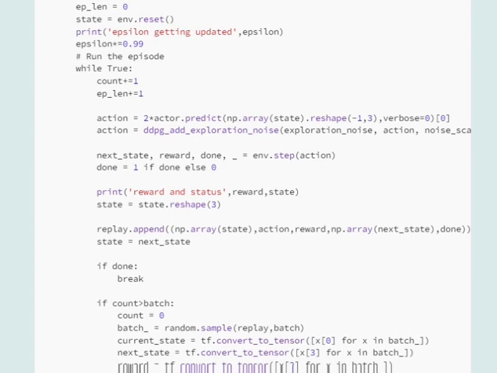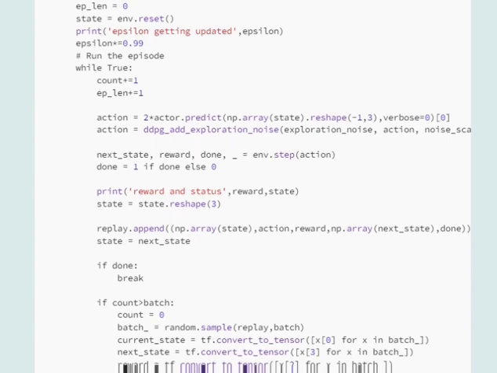Once we got the action, we are adding some noise using the DDPG add exploration noise function that we declared above, and then feeding this action to the environment to get next state, reward, and done status. Done status is basically whether the episode has ended or not. And then we are appending the current state, the action, the reward, the next state that we have got, and the done status into the replay memory. I think this is very similar to what we did in DQNs also.